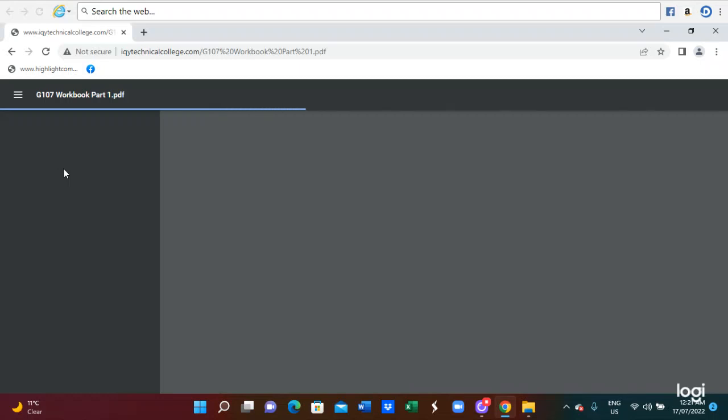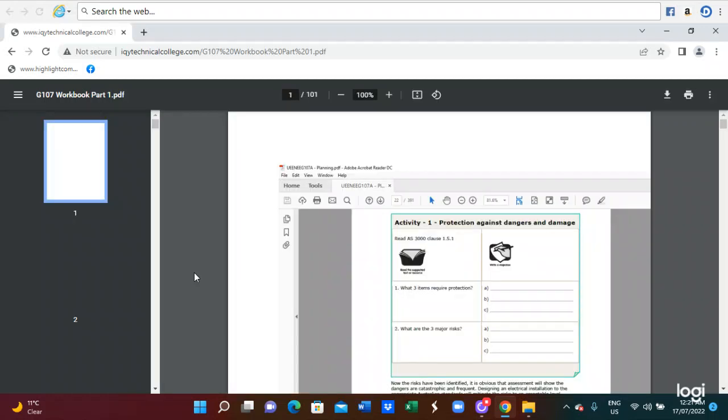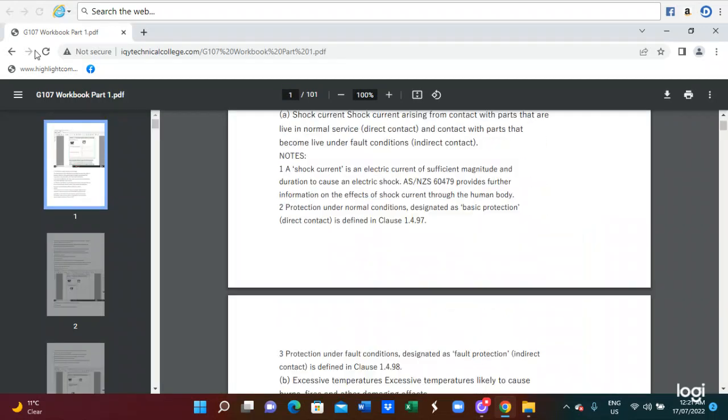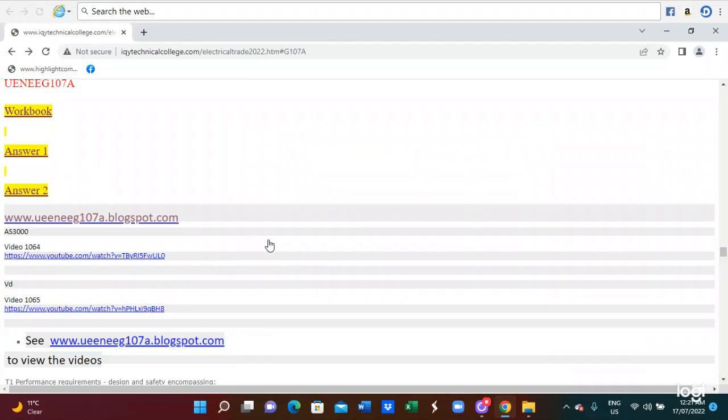Because G107 includes the calculation of maximum demand and also kVA selection, those things I have provided. So you have to read the workbook and also do these questions and answers. This one includes the answers. So workbook 1 and workbook 2 you have to do. This is the G107 you need to do.